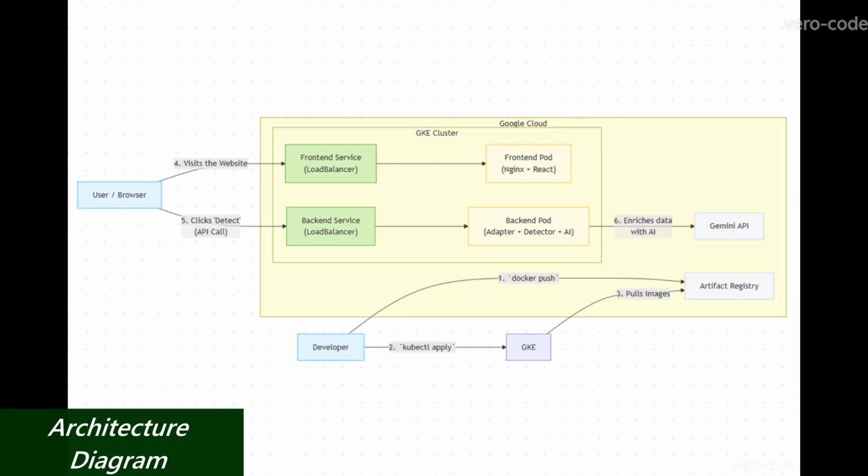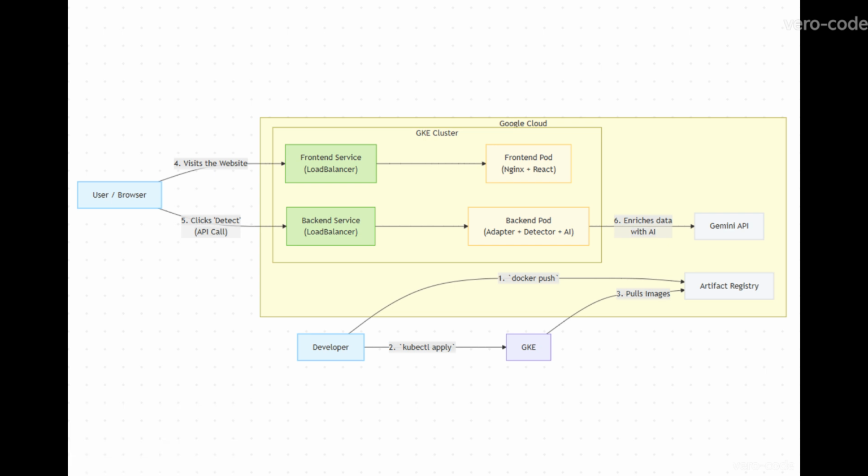Across the GKE cluster, frontend and backend run as separate pods behind load balancer services, and images are pulled from Artifact Registry. The user clicks Detect. The backend adapter runs the detector and requests a cancellation tip from Gemini. Buy Sub: we reveal money leaks and give control back to the user.